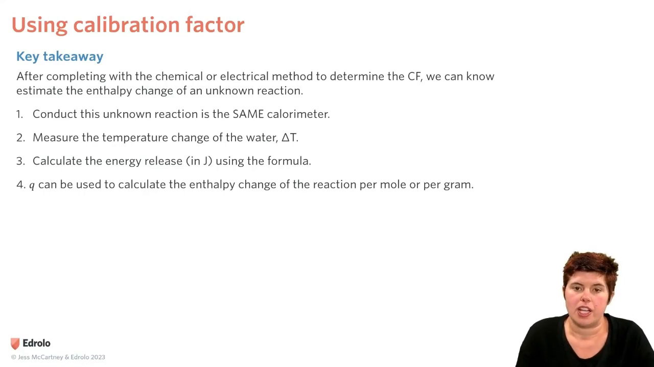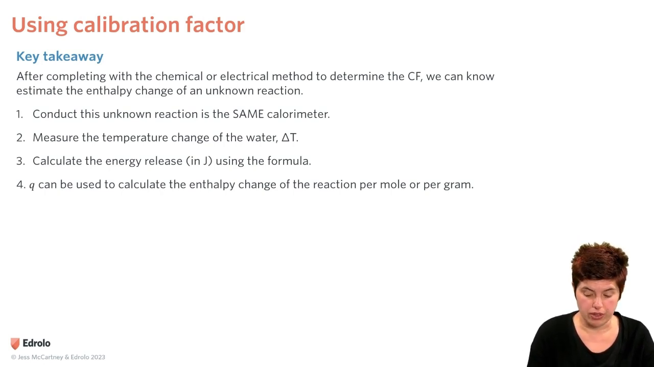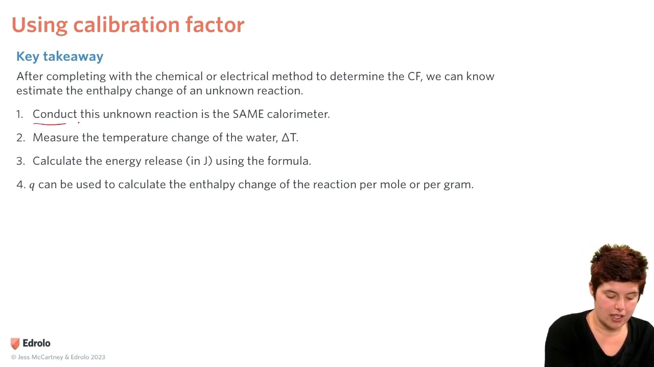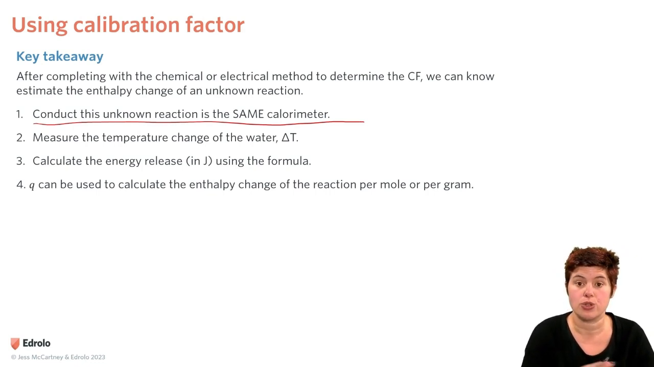After we calculate the calibration factor by either method, what do we do with it? We need to use it when we continue our experiment. Here are some steps on how to use the calibration factor in an experiment. We determine the calibration factor, by either method, chemical or electrical. Then you need to conduct the unknown reaction in the same calorimeter. Cannot stress that enough. There is no point running a whole calibration, calculating that up, and then using a different calorimeter, because then it's pointless. The same calorimeter needs to be used.